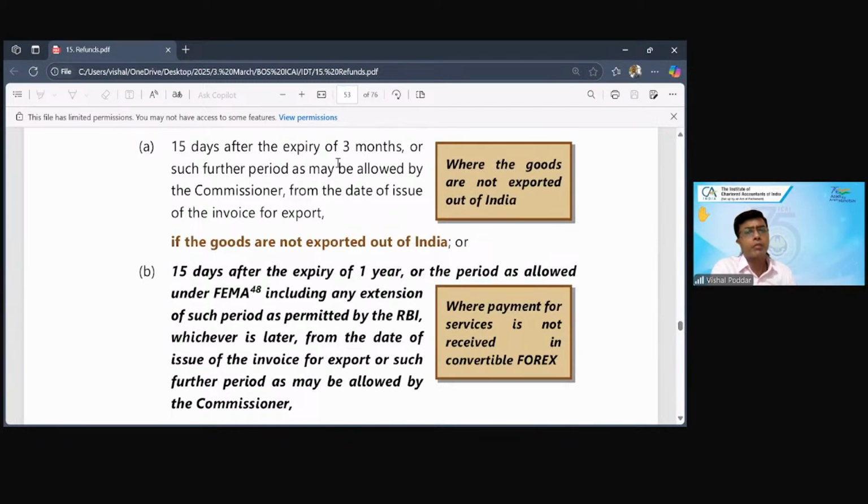Why? Because if you are showing or claiming that these goods are to be exported and on that basis I'm giving you the refund, and finally the goods are not exported, it is a straightforward breach of the condition of export. Once it is a breach of the condition of export, nobody can allow you the refund. Hence, if you have taken the refund, you'll have to return it back.